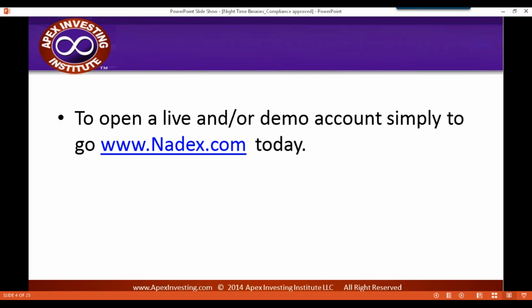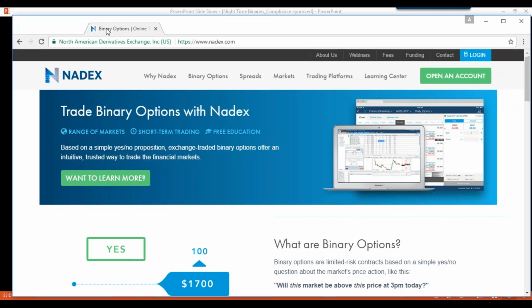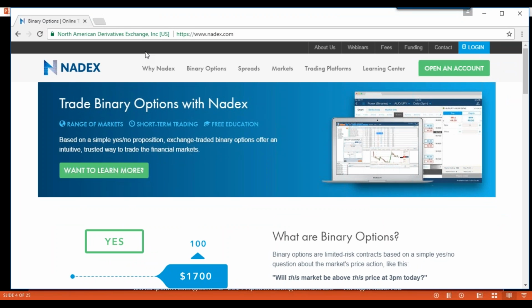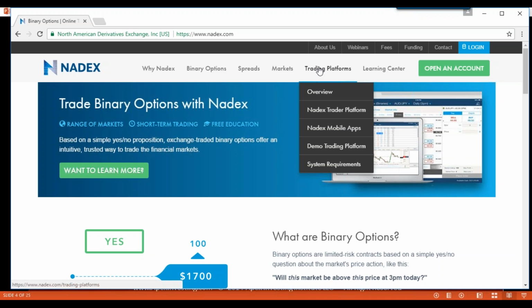So if you are brand new, make sure to hop on over to nadex.com. A couple of things I want to point out to you here, and I'm going to show you a little more later. The first thing I want to direct your attention to right here on nadex.com is trading platforms. You can go right here to the Nadex trading platform online. They also have a mobile app that you can use from your smartphone. But right here, demo trading platform.